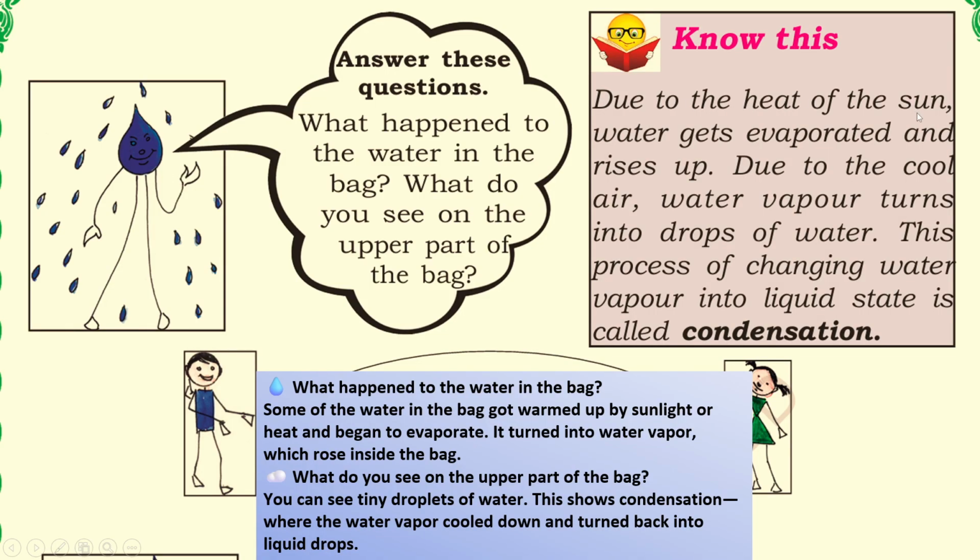Due to the heat of sun, water gets evaporated and rises up due to the cool air. Water vapor turns into drops of water. This process of changing water vapor into liquid state is called condensation.